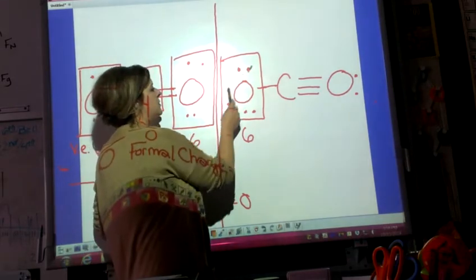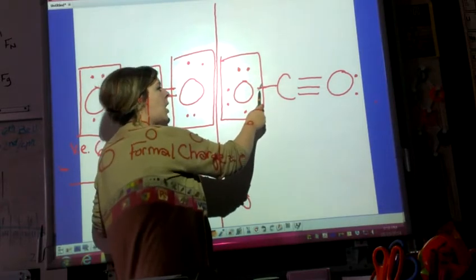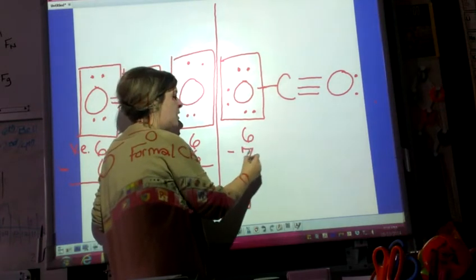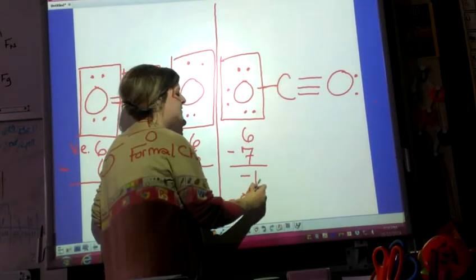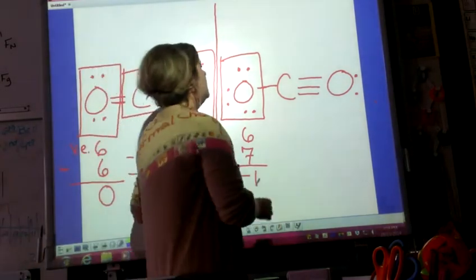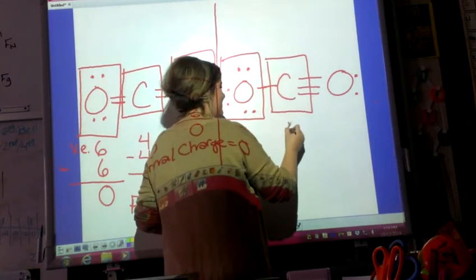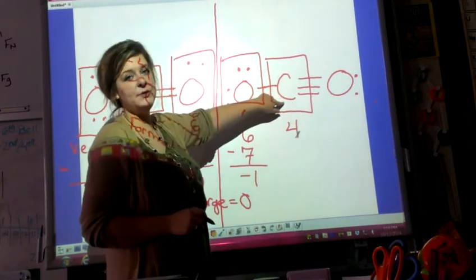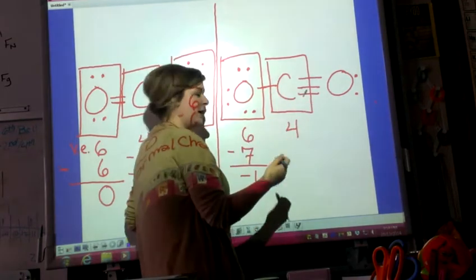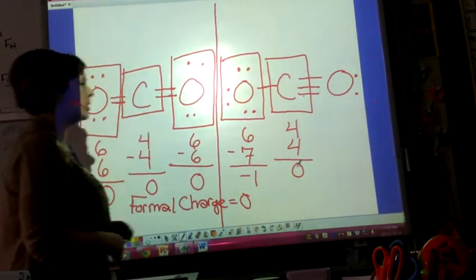So I have 1, 2, 3, 4, 5, 6 unpaired electrons, plus 1 extra electron that it's sharing here with carbon. So I actually have 7 electrons around that. That gives me a -1 formal charge on this particular oxygen. For carbon, I have 4 valence electrons, and it has 1, 2, 3, 4 that it's sharing. So that gives me a formal charge of 0 on that carbon.